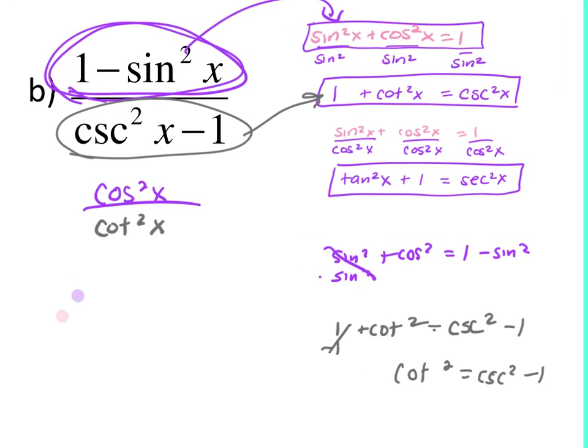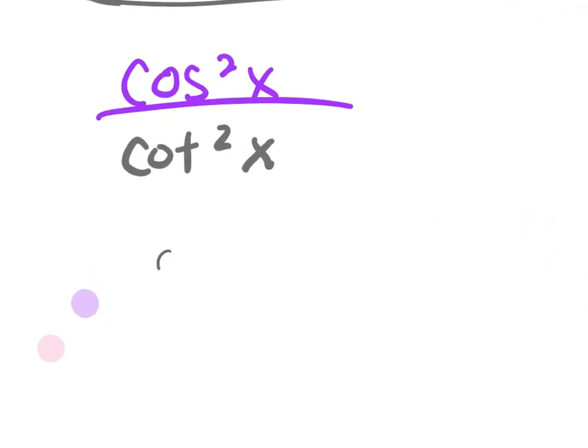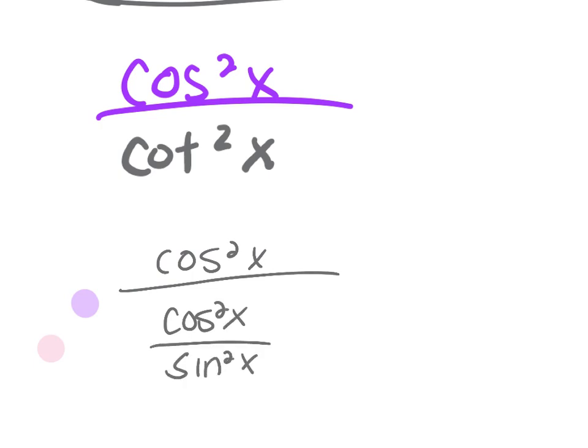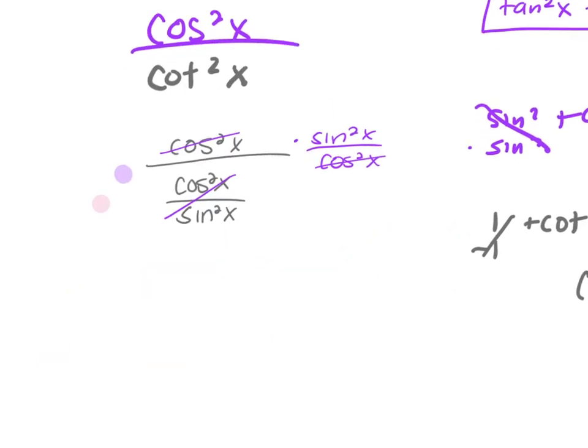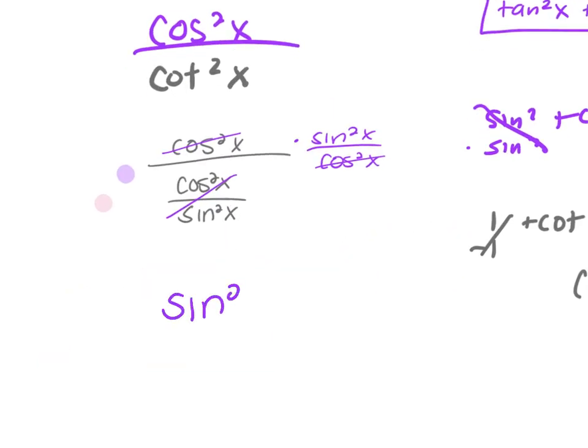For these here, you can't simplify cotangent squared to cosine squared over sine squared? Yes, you can actually, Matt. You can, yeah, because that's not done. So this would be cosine squared x over sine squared x. And then I want to keep change flip. So it's gone from here. The cosines cancel, and all I have left is sine squared x.